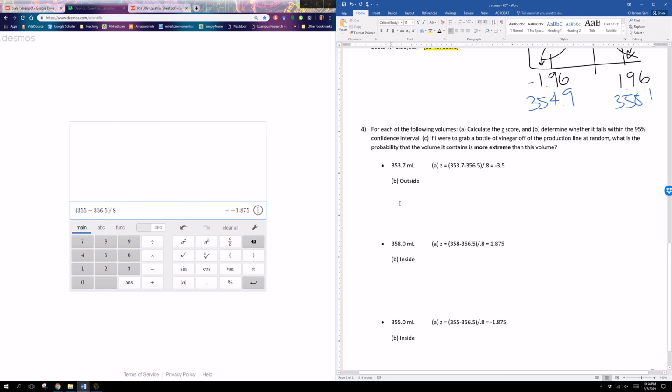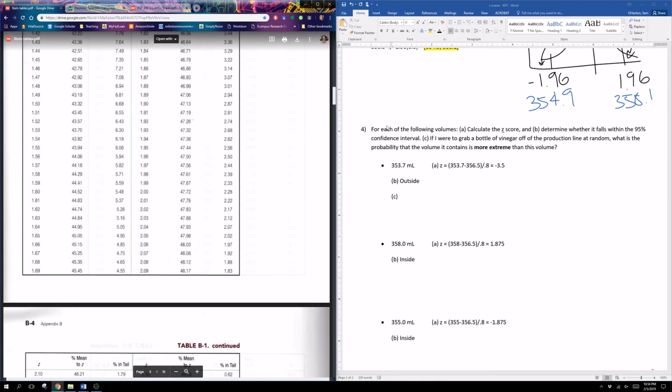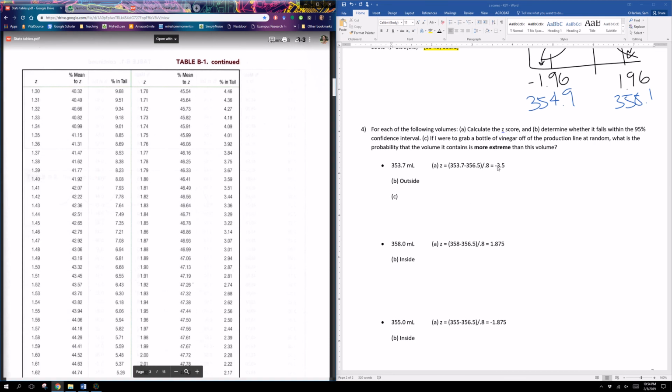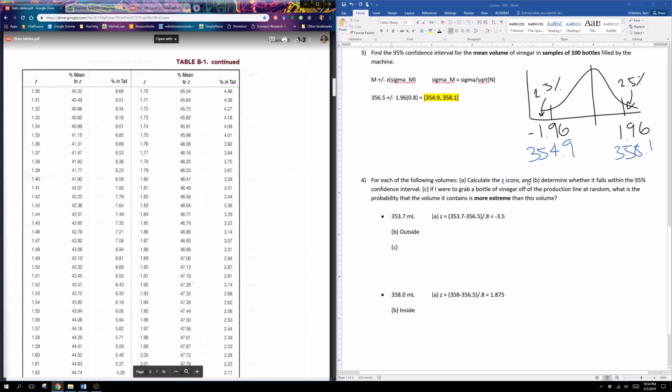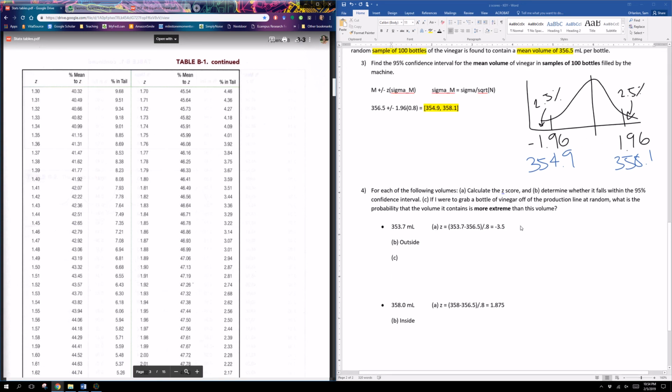and for part C, we are asked, if I were to pull a bottle at random, what is the probability of getting a volume that is more extreme than the volume we were given? So to do this, we need our z table. Okay, and now we're looking for a z of 3.5. Remember that the z distribution table is only positive numbers, but that's fine because the distribution is symmetrical about the mean. We only need the positive numbers.